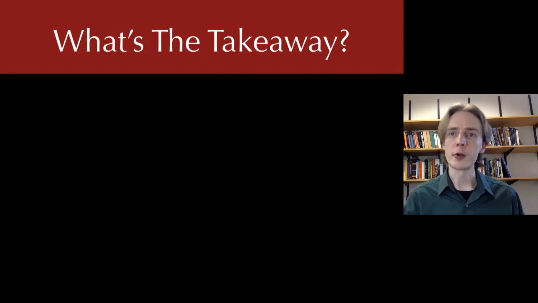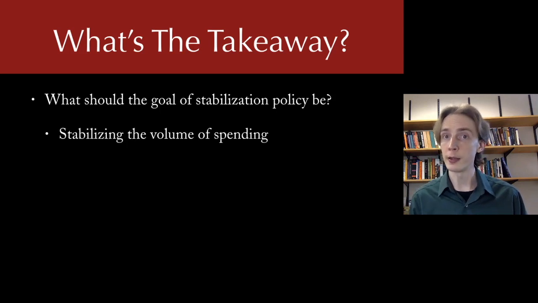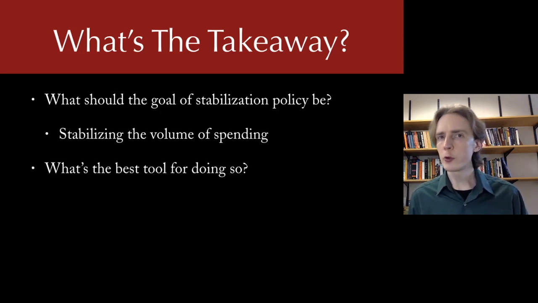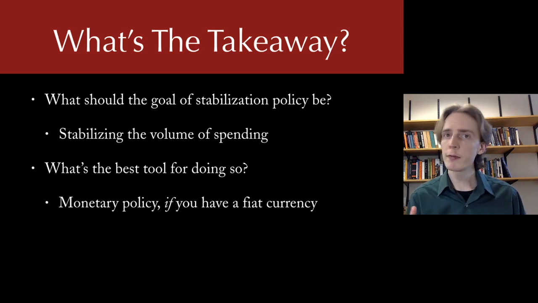So the takeaway of this unit is that the goal of stabilization policy should be to stabilize the volume of spending. And by stabilization policy, we mean monetary and fiscal policy together. And what's the best tool for stabilizing the volume of spending? If you have a fiat currency where your money's not a promise to anything, then monetary policy is going to be very much the most powerful tool.